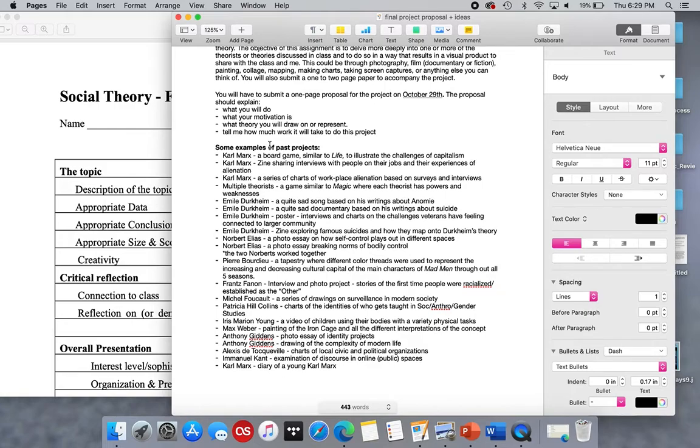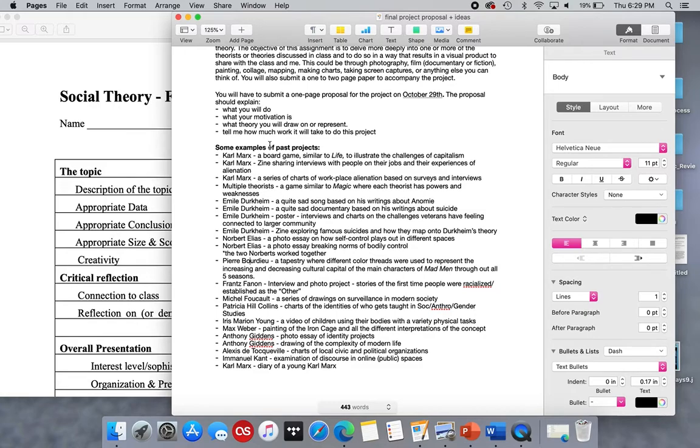People have made board games. That's really cool. I love when people make board games. You have to come up with the rules. You can modify the games based on games that already exist. So people have made different versions of Magic. People have made different versions of Life. That's an option. That can capture something as long as you make a board game that in some way captures the ideas of a theorist or multiple theorists.